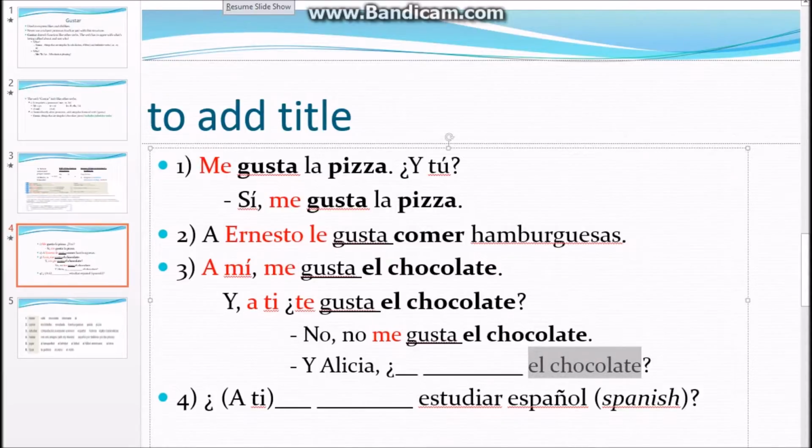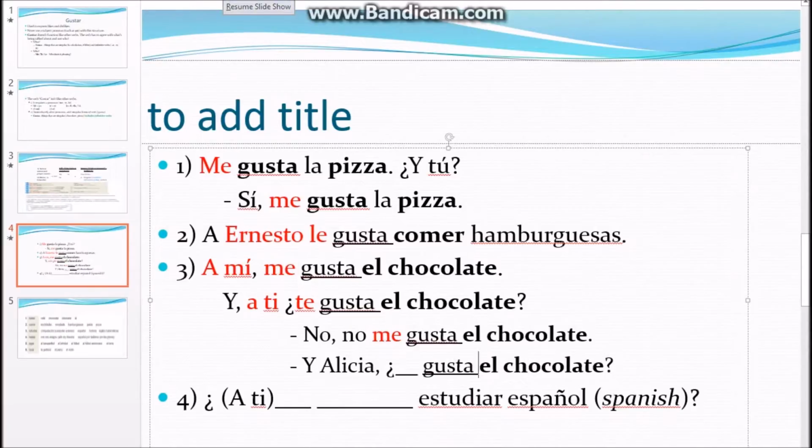So let's go back to el chocolate. This is our same subject. So in all three, we have the same subject, the what, el chocolate. We've changed the who. When we change the who, we have to change the pronoun to agree with it. So we went from a mí, me, a ti, te. This was a question, so it's back to me. And now in this last one, we're talking about Alicia as the who. So chocolate, go back to chocolate. What do we know about it? As the subject, we know that it's singular, so we use gusta.